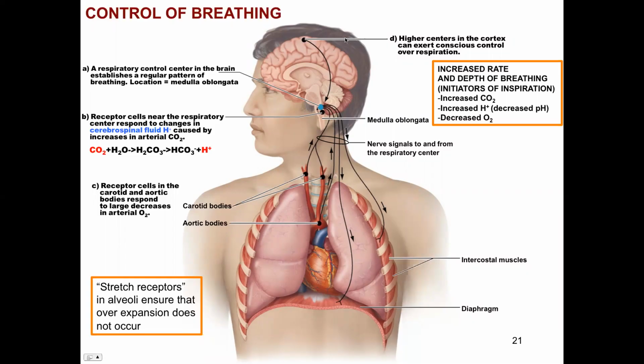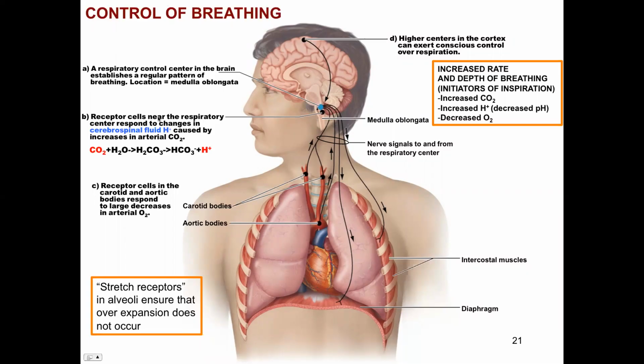But let's go through this here. We have a respiratory control center. Where that's found is in the brain. The location is in the medulla oblongata, which we'll talk about when we do brain. We're going to do that shortly. And it responds to several things, all right? So it controls several things.